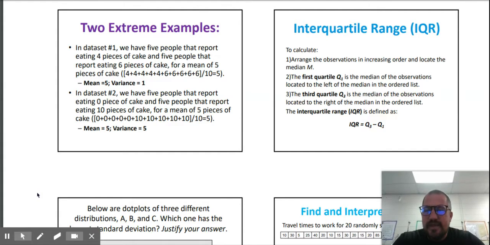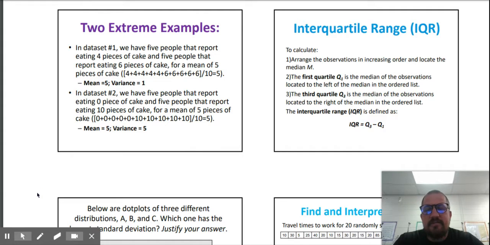In data set 2, we have 5 people that report eating no cake and 5 people that report eating 10 pieces of cake. So we get a mean of 5 pieces as well. But we notice that the variance here is 5, which would mean a higher standard deviation. So you can see how when the people are very close together on how much they eat, we'll end up with a very small standard deviation. When people are far apart on what they eat, we'll get a very large standard deviation.